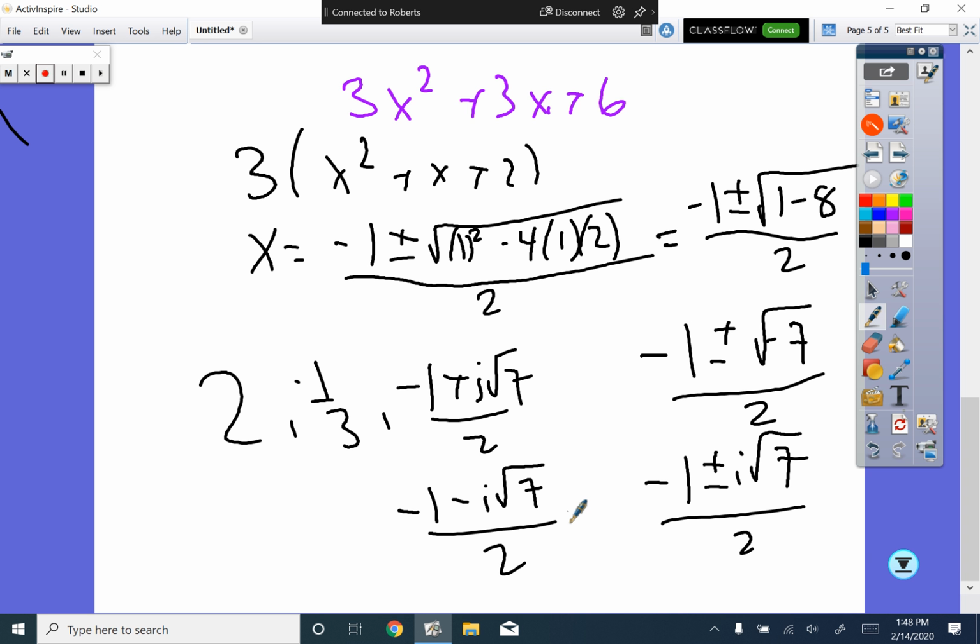Okay? Any questions? Once again, if they are imaginary, they will always come in what? Conjugate pairs. And is that a conjugate pair? Should make sense because it's -1 plus and -1 minus the same thing, correct?